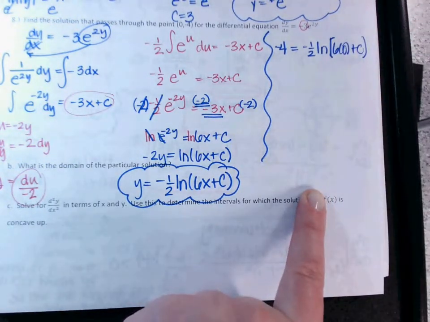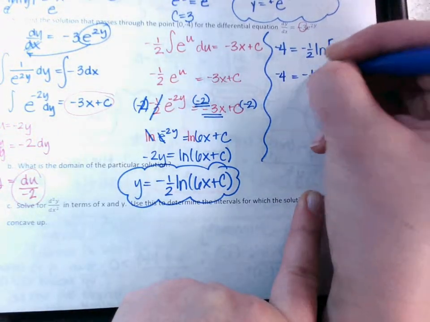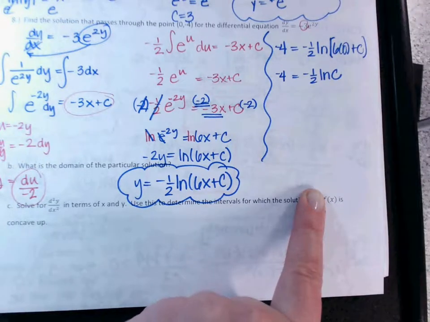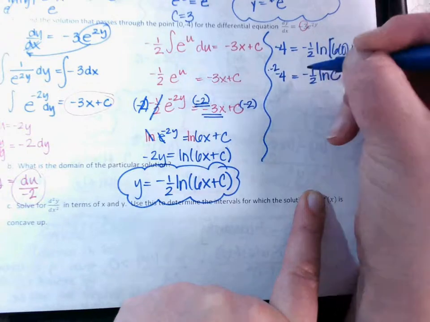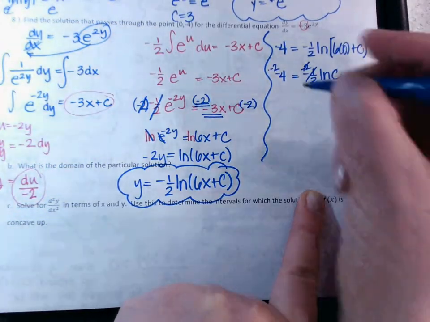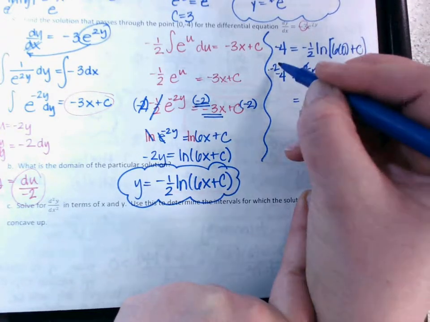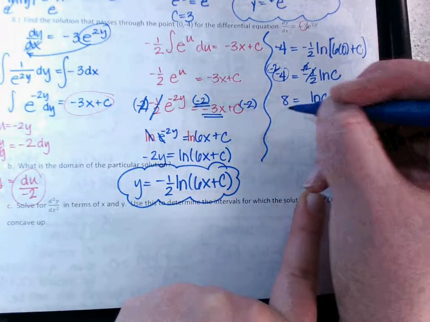Well, what's 6 times 0? So really I have -4 equals -1/2 ln c. How do I get rid of the -1/2? Times by -2. -1/2 and -2 cross out. Well, then ln c has to equal what? -2 times -4 is 8, and then do what?